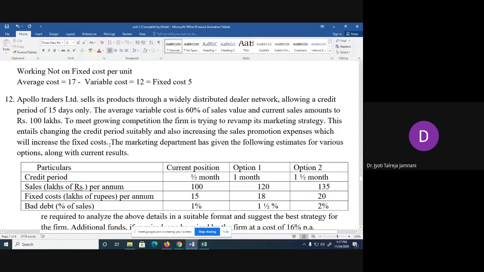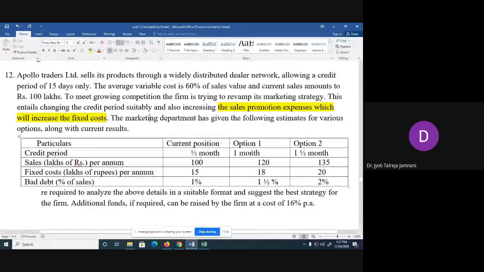Which will increase the fixed cost. So see, remember this statement: sales promotion expenses, which will increase the fixed cost. The marketing department has given you the following estimates for various options. So this is the current position, option 1, option 2.